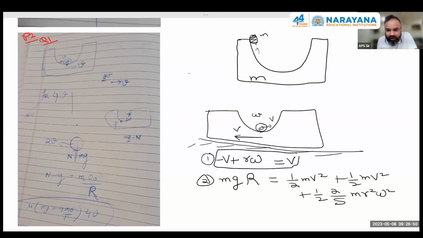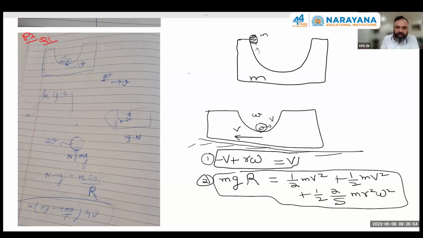So here there is small r and here there is capital R. And I have ignored those terms, capital R minus small r, it is given. These two equations will yield you the value of v and omega. I have used the conservation of linear momentum and I have used the conservation of energy. I got my v and omega at this point.